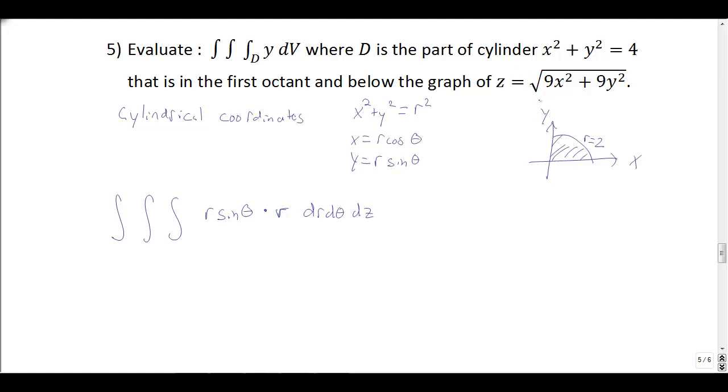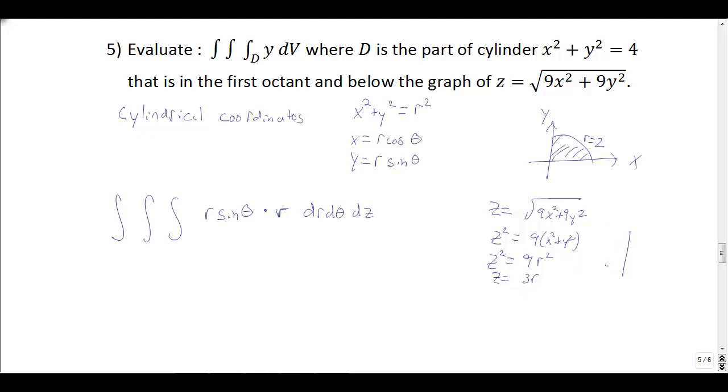And then above this I've got some region that's bounded above by z equals square root of 9x squared plus 9y squared. So let's figure out what that is. I could square both sides and get z squared equals 9 times the quantity x squared plus y squared. This gives me z squared equals 9r squared. And so essentially z is plus or minus 3r. We're really dealing with the positive one, so I could just do z equals 3r.